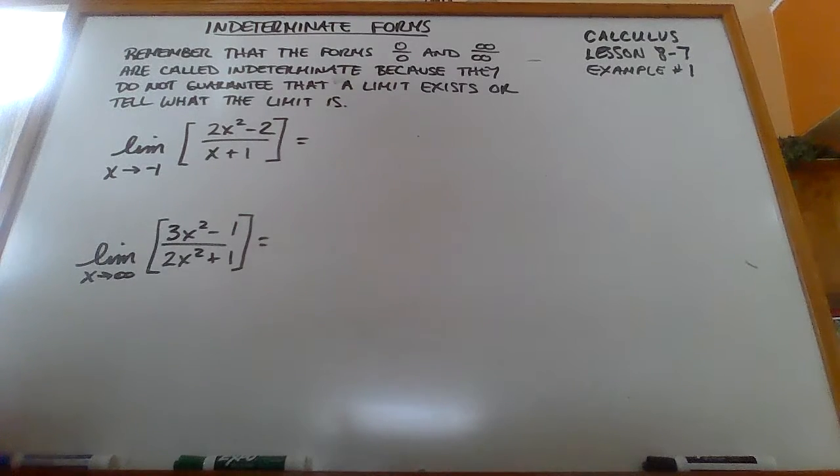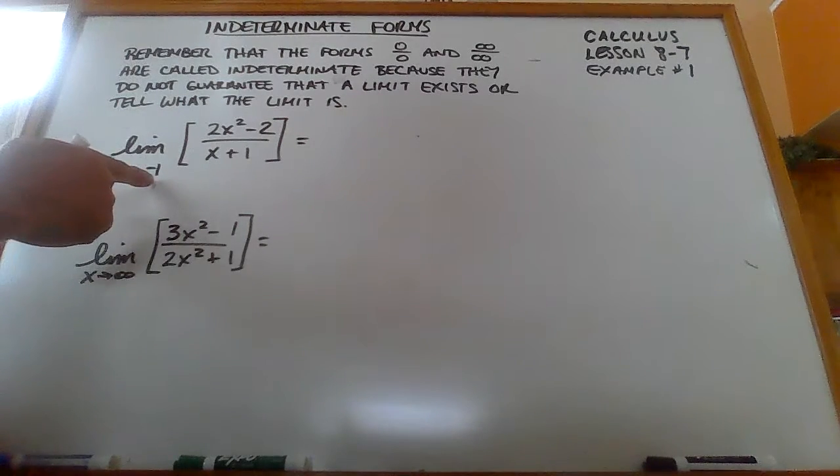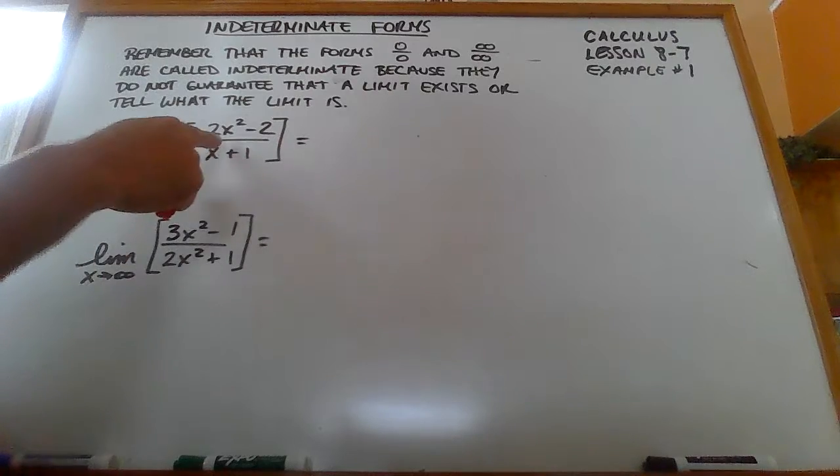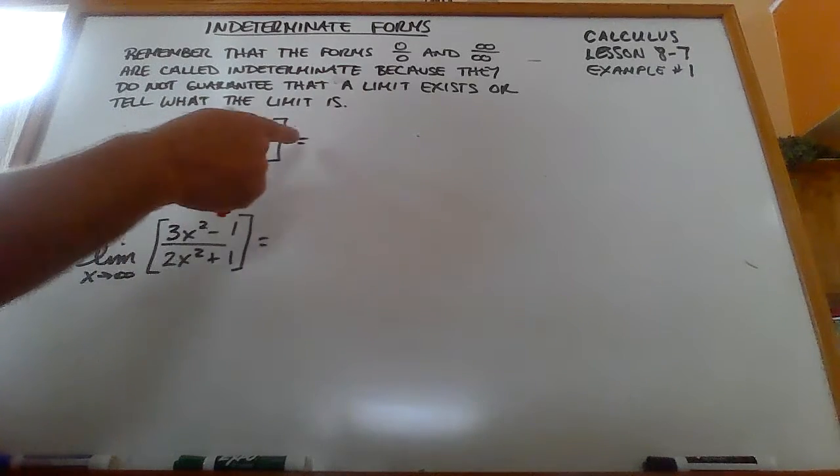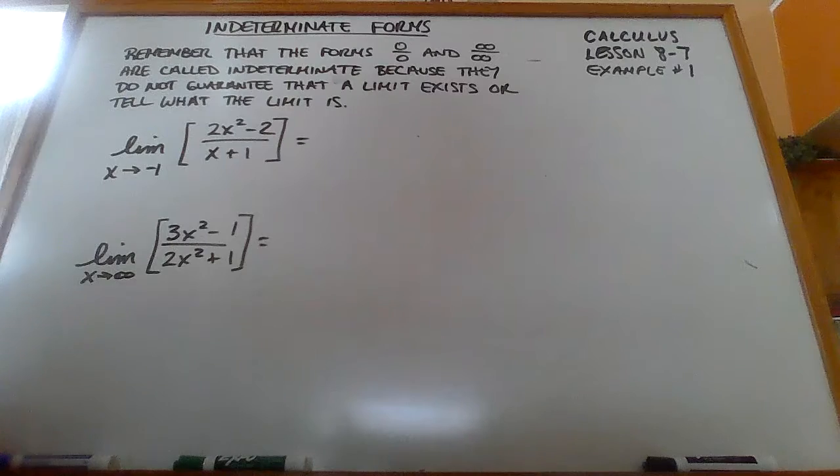So if I took my -1 and I substituted in here, I'd get 2 minus 2, which would be 0. And -1 plus 1 would be 0. So this one would be 0 over 0. It's definitely an indeterminate form. So if you think back, we did have a technique for that.